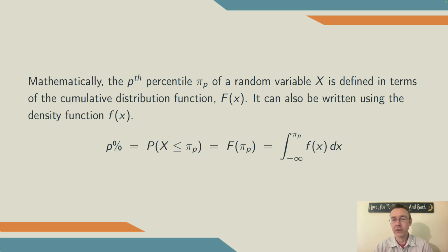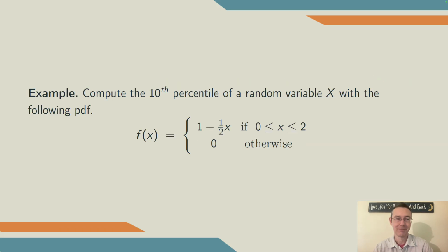Mathematically, the pth percentile is defined in terms of the CDF, the cumulative distribution function big F of x. And so it can also be written by writing an integral of the probability density function. So here's the math. We're saying that p% of the area lies to the left of pi sub p. So that means big F of pi sub p is p%. Same thing with the integral from negative infinity to pi sub p, f of x dx.